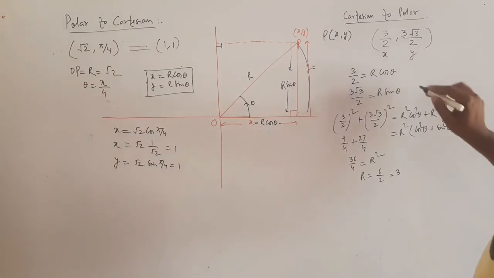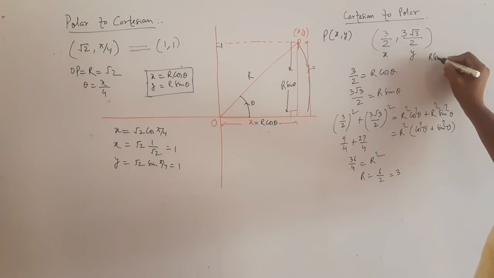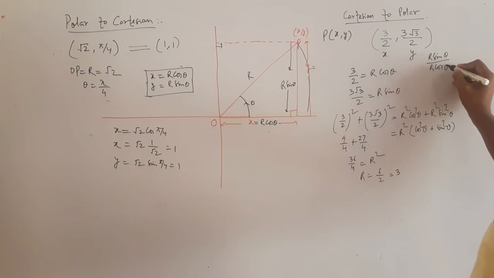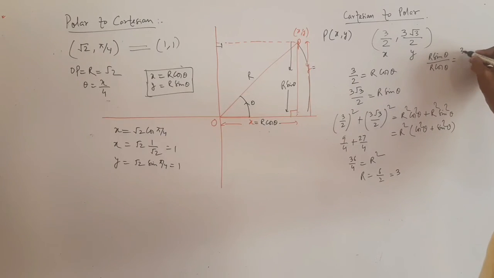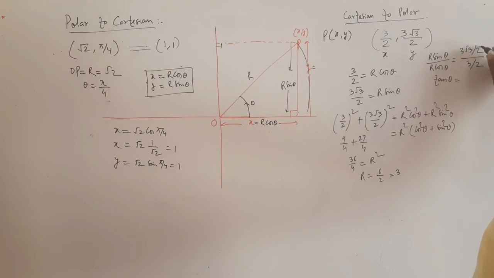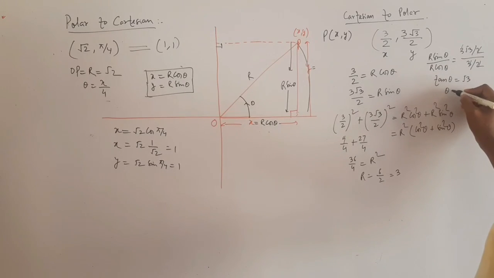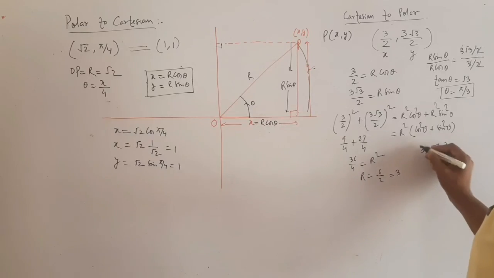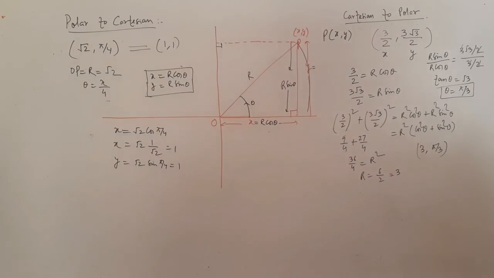Now how to find theta? Just divide this by this: r sin theta upon r cos theta. r sin theta is 3 root 3 over 2, and r cos theta is 3 over 2. So r cancels, these two cancel and these two also cancel, and you get tan theta as root 3. So theta is pi by 3. So our form will become 3 comma pi by 3. This is how this conversion between polar and Cartesian works.